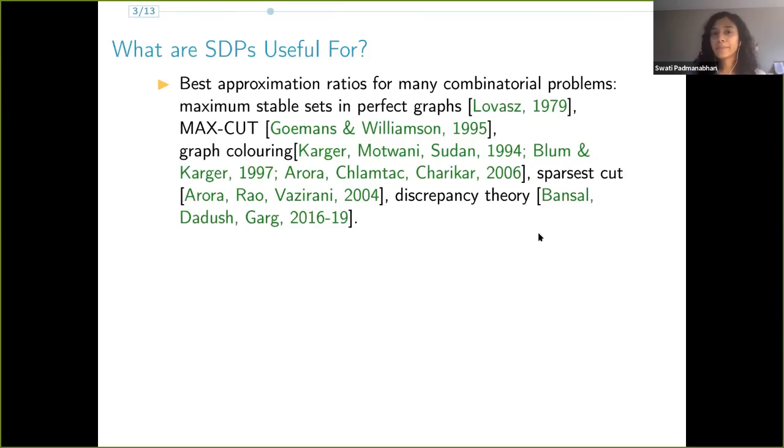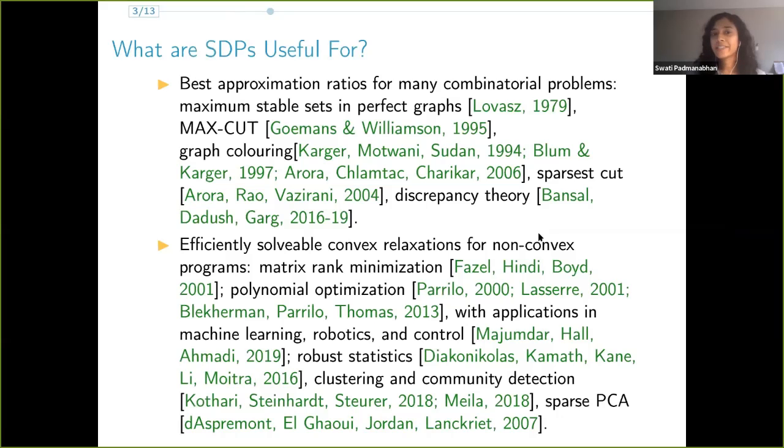In combinatorial optimization, SDPs have been useful in getting some of the best approximation ratios for very fundamental NP-hard problems, such as the ones listed here. But also in continuous optimization, in control theory and machine learning, they are useful for relaxations of non-convex programs, such as in matrix rank minimization and sum of squares stuff. So SDPs are quite important, and therefore it's also important to solve them fast. And that's the problem that we consider in this project.